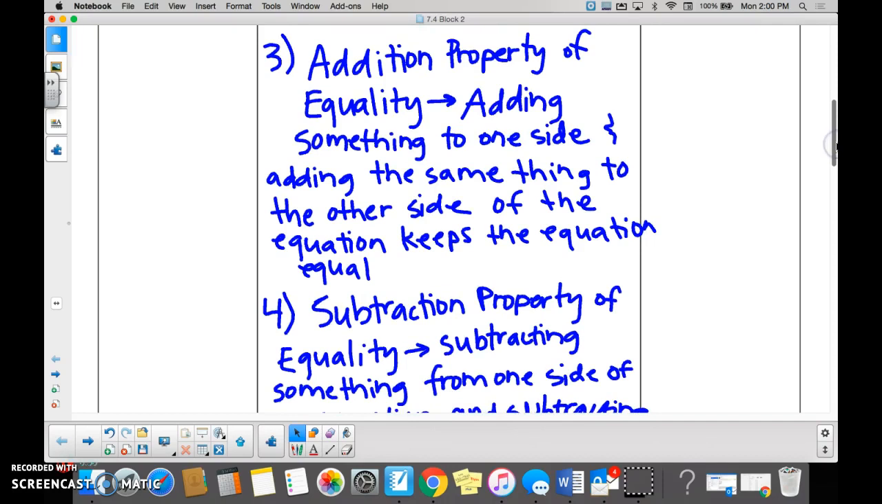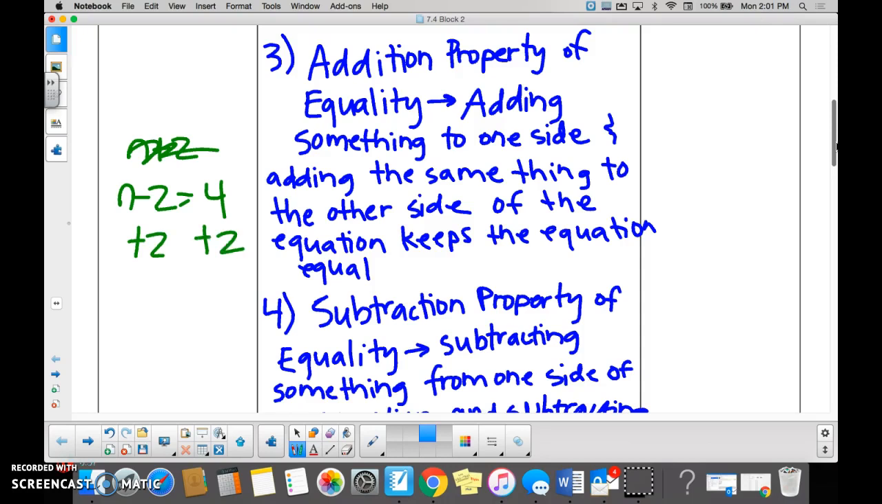property of equality. They are basically the same, except one is dealing with addition and one is dealing with subtraction. If you add something to one side of the equation, you must add it to the other. That makes things stay equal, right? So if I have n minus 2 equals 4, if I want to add 2 to the left side, I must add 2 to the right side to make sure that this equation stays equal. Yes? Okay, cool.